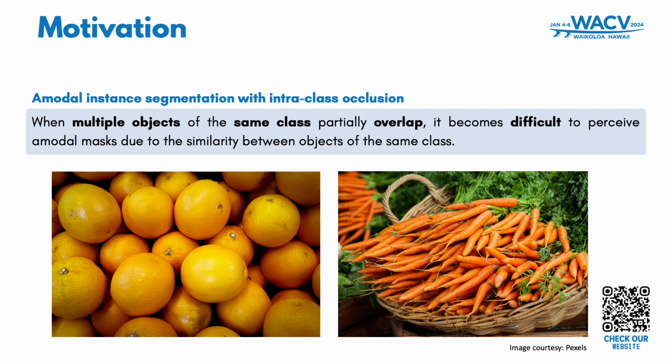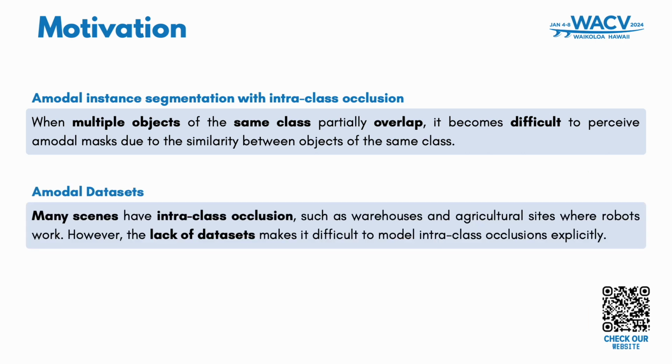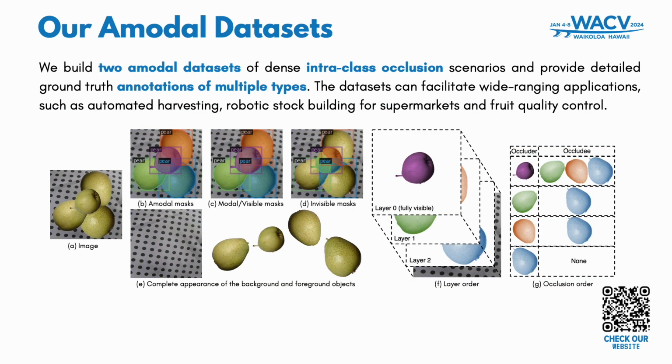In practice, however, there are many scenes with dense intra-class occlusion, such as warehouse and agricultural sites where robots work. In spite of its importance for many downstream tasks, the lack of relevant amodal datasets with detailed annotations hinders explicit learning and modeling of intra-class occlusions. We built two amodal datasets of dense intra-class occlusion scenarios and provide detailed ground truth annotations of multiple types.